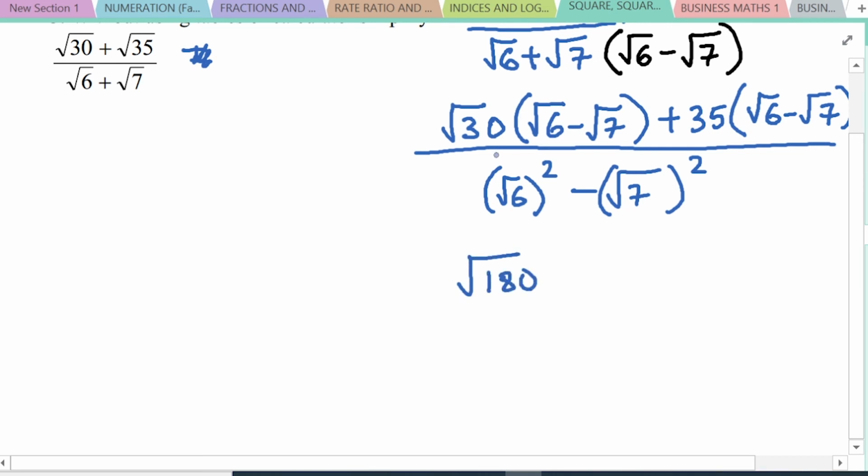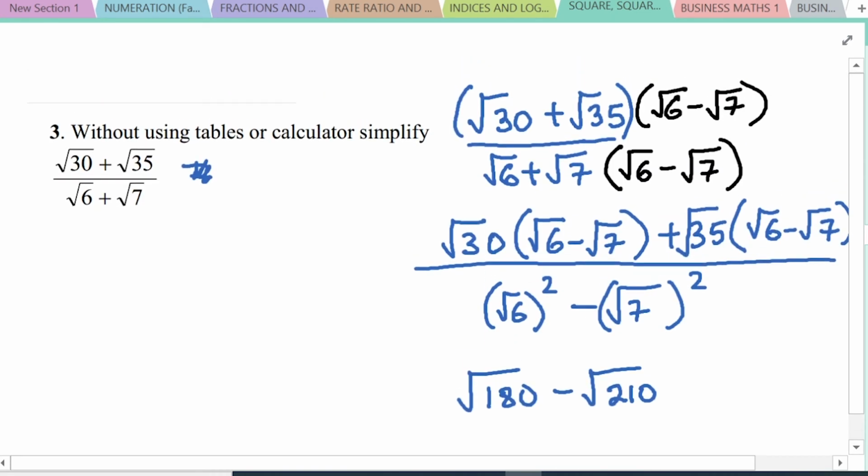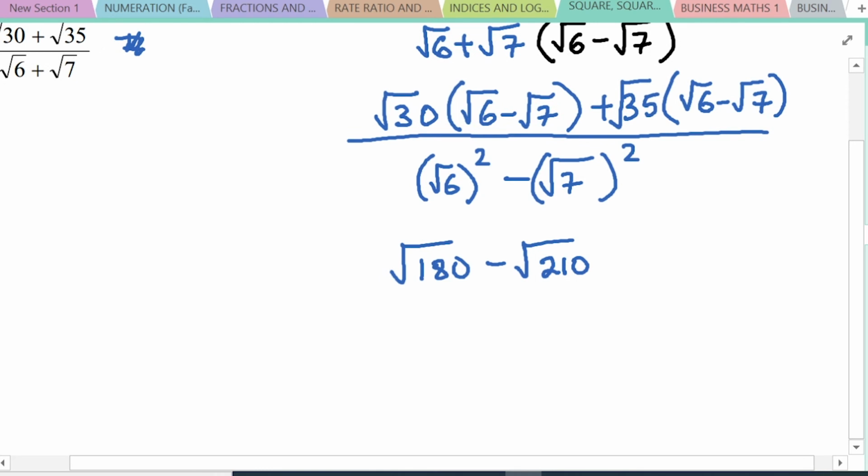Then we have 30 times 7, minus the root of 210. Then this is root of 35 right there. I had missed that. So root of 35 times root of 6. So we shall go ahead and ask ourselves, what is 35 times 6? That is plus root of 210, then root of 35 times 7. 35 times 7 is going to become minus root 245.